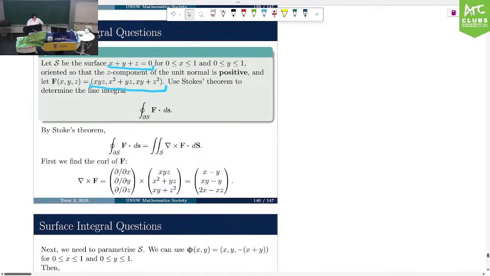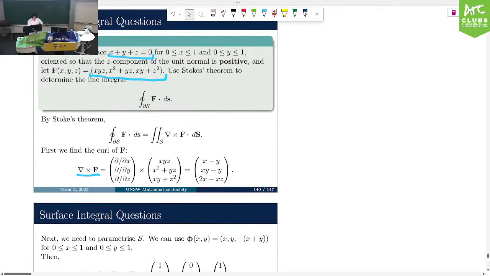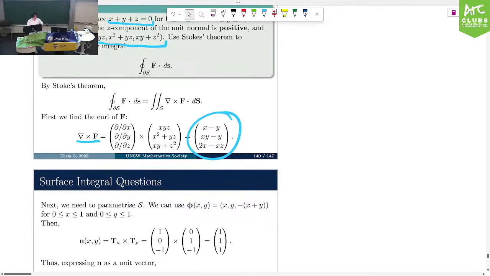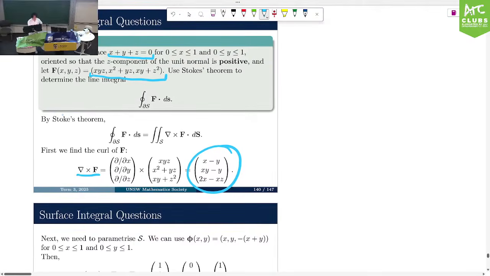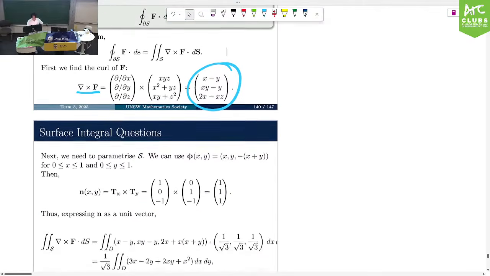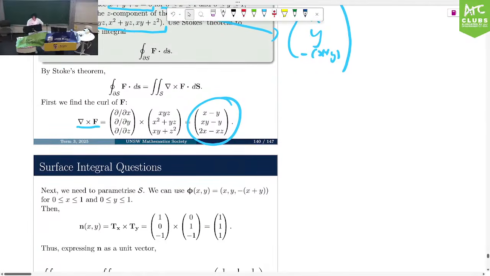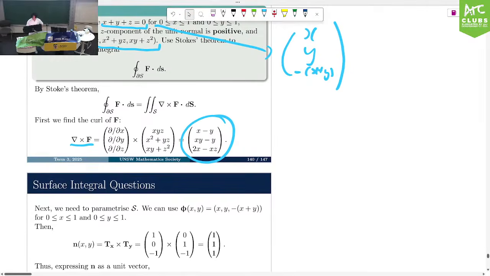First, let's find the curl, which is just our gradient crossed with our vector field, which gives you this. Next, we want to get our parameterized version of the surface. So x plus y plus z equals 0. You can just write that as x, y, and they write it as minus x plus y down the bottom, but you kind of get where that comes from. And then to get the normal, once again, we derive that based on x and y.